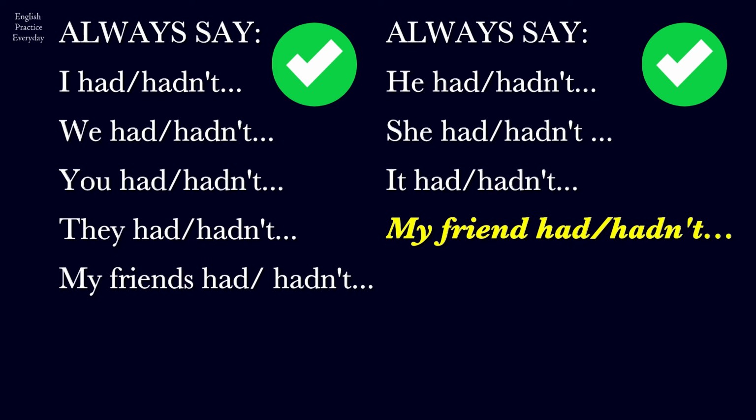My friend had, my friend hadn't, etc. That was our constructive rule number 1.